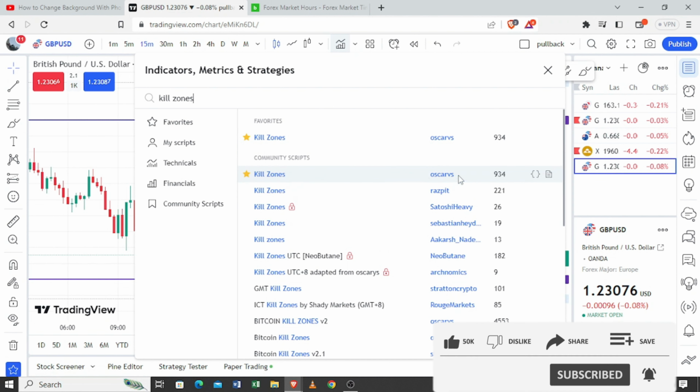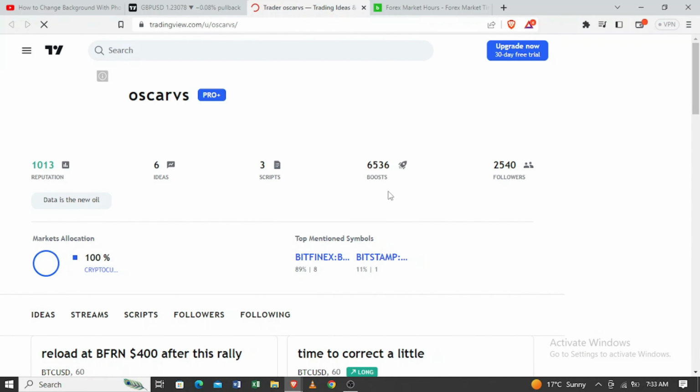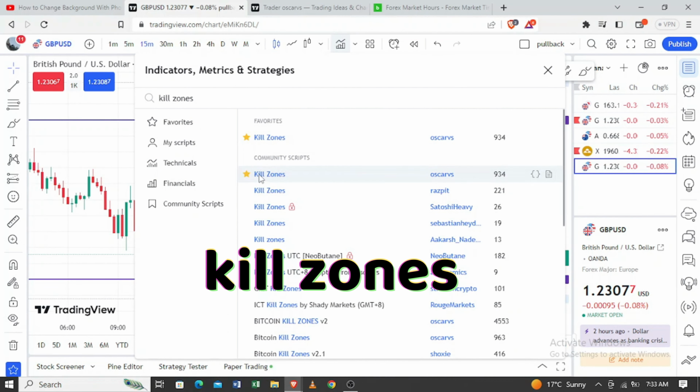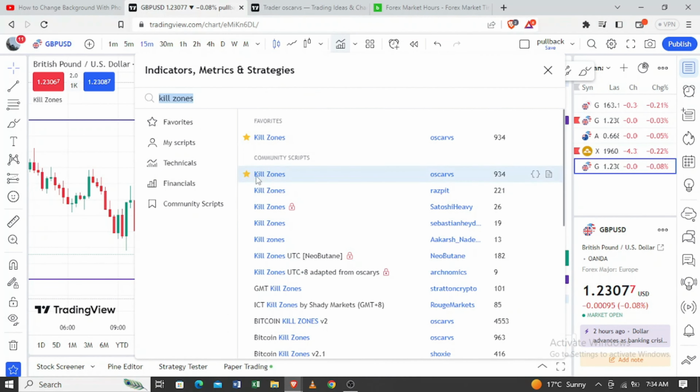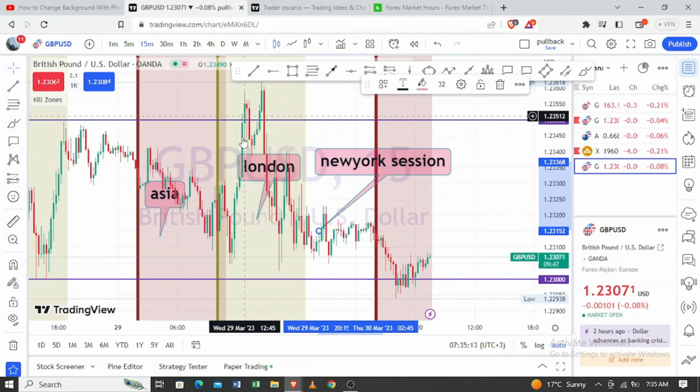The indicator is free of charge, so to add the indicator to the chart, just go to the indicator tab up here and search for this indicator called Kill Zone, made by Oscars, and left click on that. The indicator will be added to your chart and it has already preset colors that you can use already, or you can also change the color to your preference.